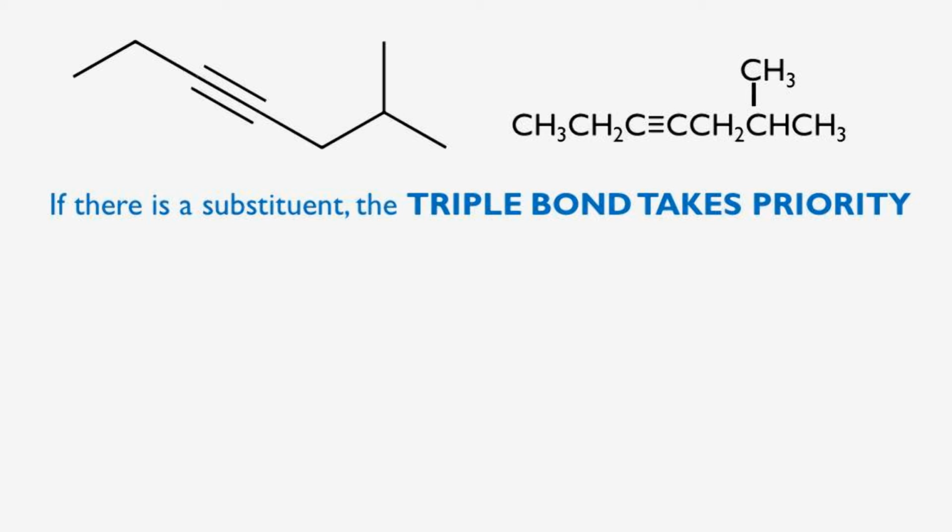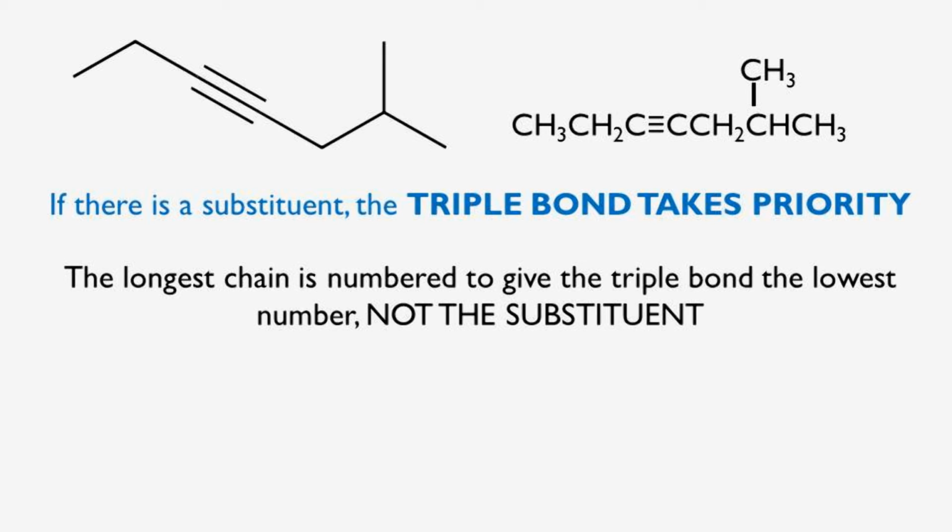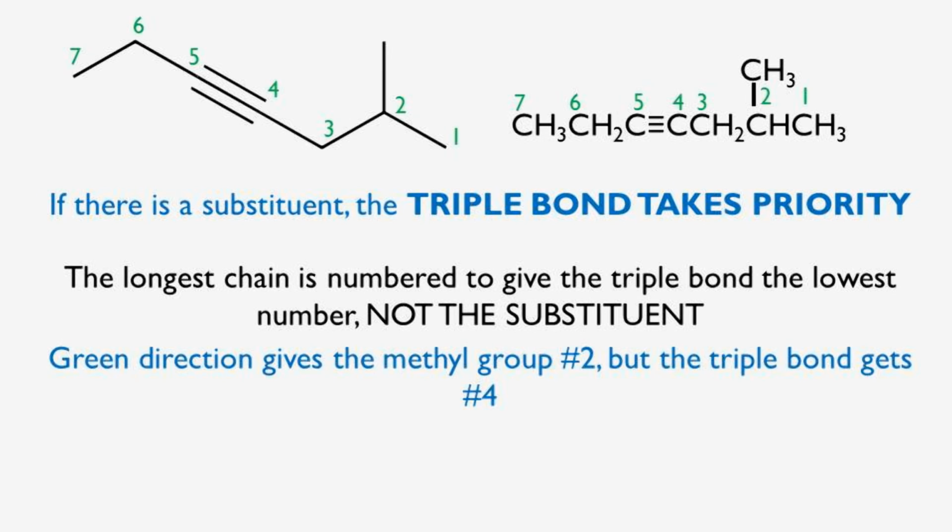Rule 4. If there is a substituent, the triple bond takes priority. What does that mean? Well, the longest chain has to be numbered to give the triple bond the smallest number, regardless of what substituents are present. So we don't look at the substituents for numbering, only the triple bond.